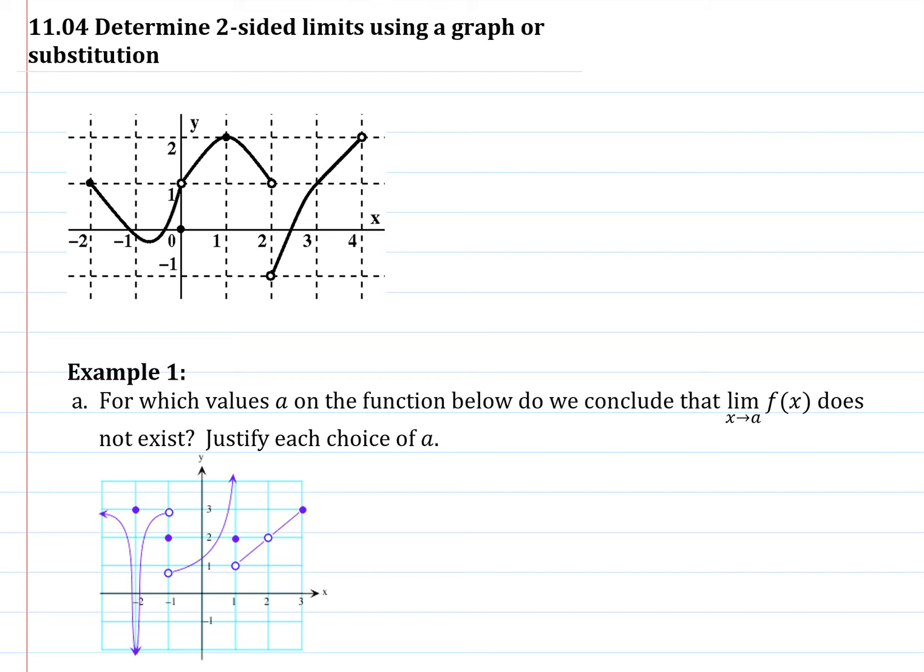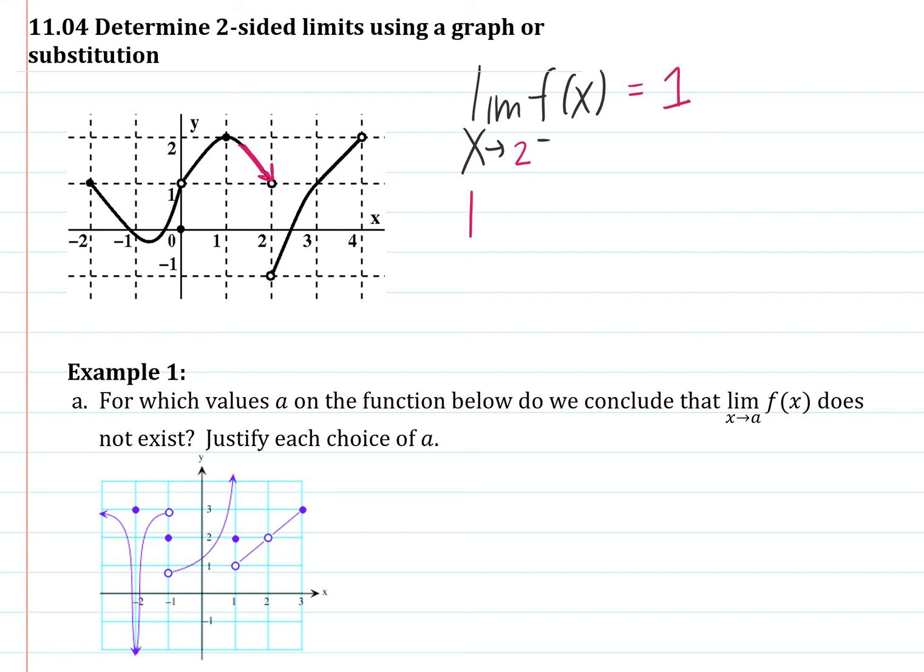Today's goal is to determine two-sided limits using a graph or a substitution. So we already know how to evaluate one-sided limits. For example, we know that the limit of the function as x approaches a from the left means we're tracing along a function to see, let's say we're approaching the x value 2 from the left, so we're tracing to the left of the x value 2, and we get really close to the y value 1.